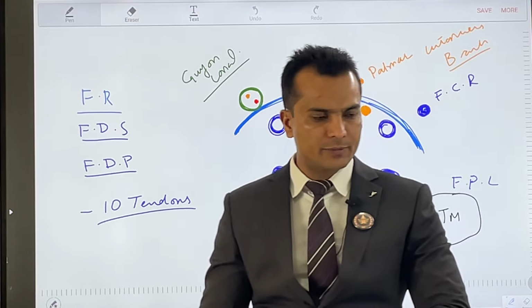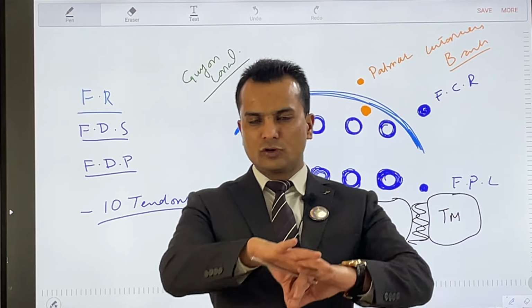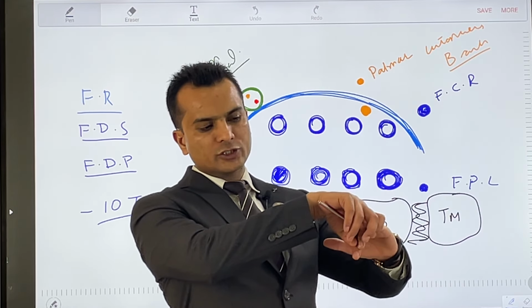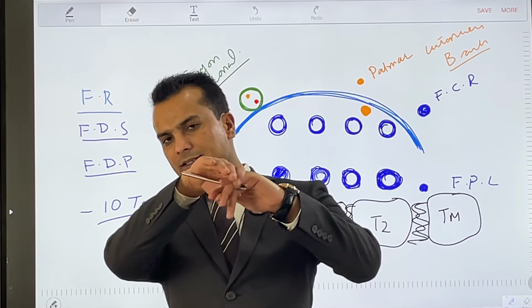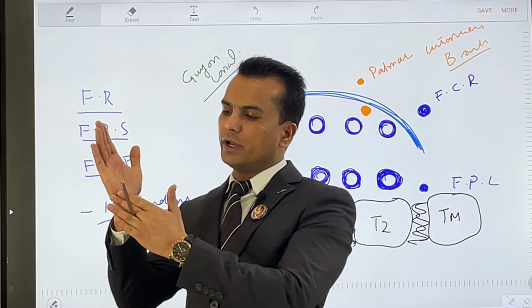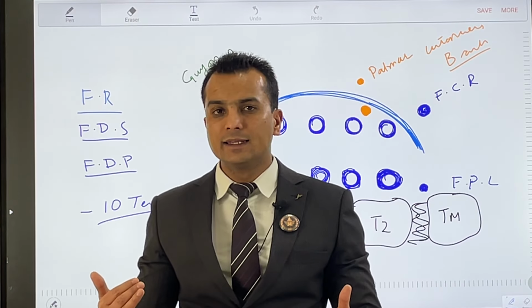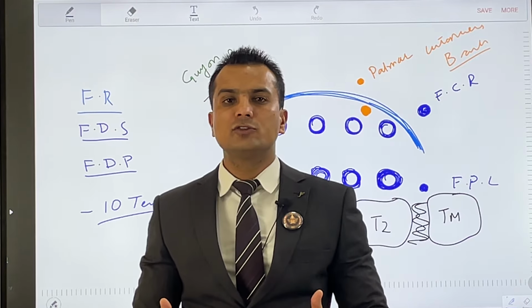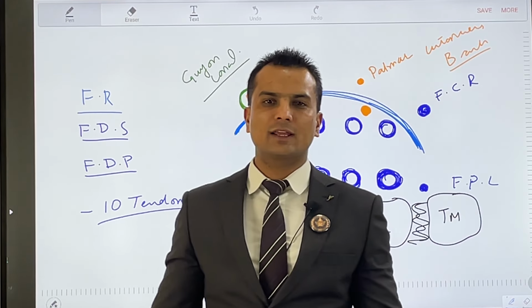Normally what happens is, if you are a cyclist, whenever you apply pressure on the handlebar of the cycle, it's like this. So you are compressing this Guyon canal. That's why compression of the ulnar nerve in cyclists is very common, and that leads to entrapment injury of this ulnar nerve. That is called Guyon canal syndrome.